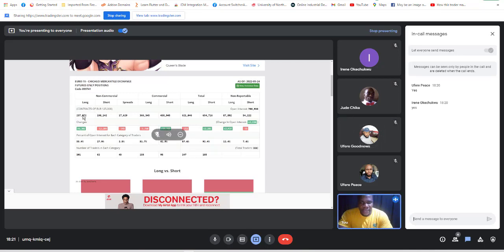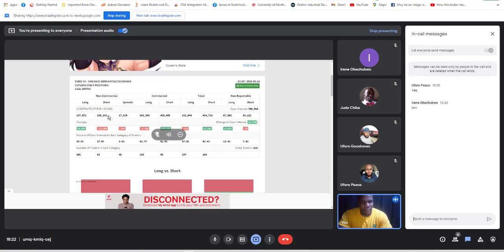Now, if you look here, look at the data here. It's telling us that 237,072 lot sizes of euro were the long positions taken. In other words, 237,000 plus of euro was bought. That is in lot size. And remember, one lot size is what? 100,000 units of the base currency, right? Now, 237,000 was bought.